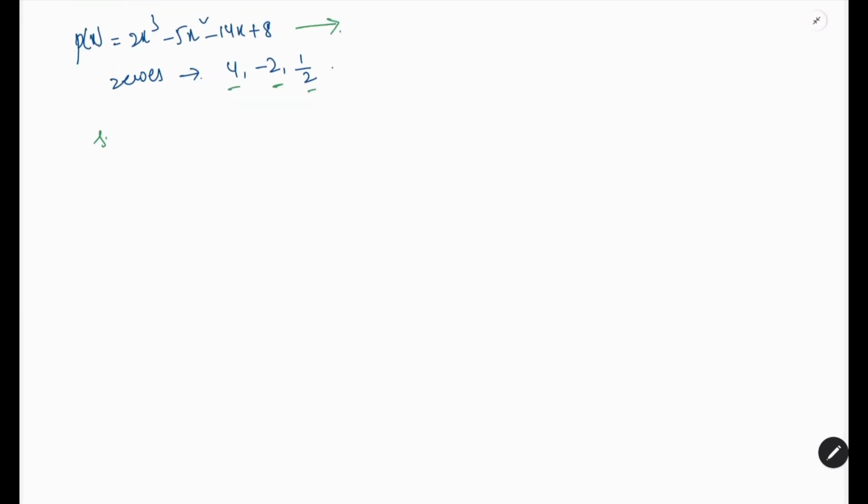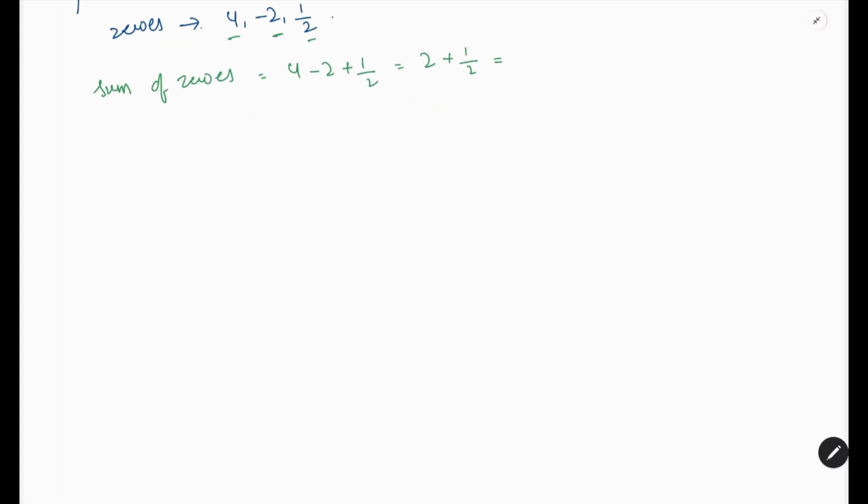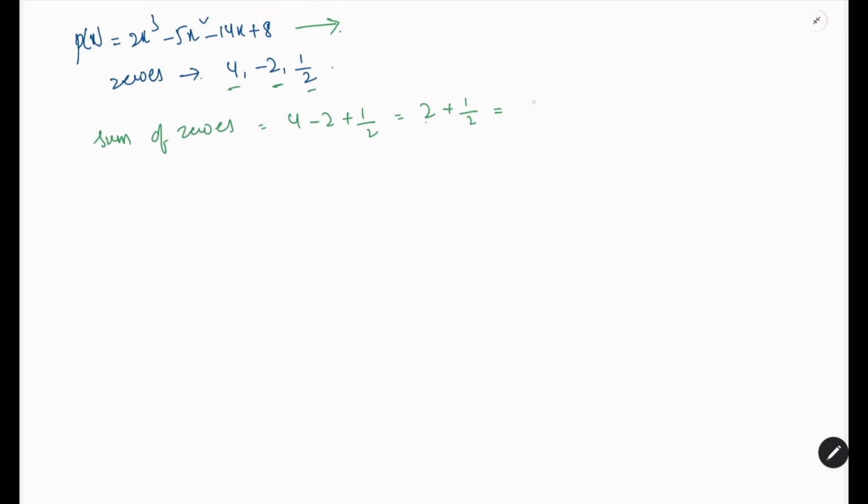So we will see the sum of zeros. Sum of zeros equal to 4 minus 2 plus half, equal to 2 plus 1 by 2. Take LCM, 2 2s are 4 plus 1, 5 by 2. So the sum of the zeros is 5 by 2, and the product of the zeros equal to 4 into minus 2 into 1 by 2. Here 2 and 2 cancel. It will be minus 4.